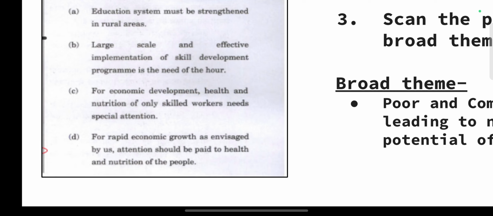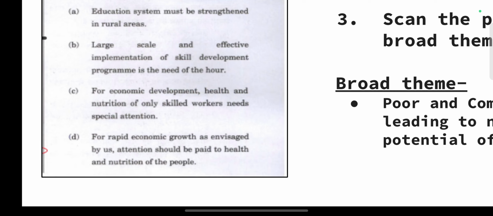Let's read the option number C. For economic development, health and nutrition of only skilled workers need special attention. Now see, economic development needs participation from all the sections of the society. India being a low skilled economy, a country which is still in the lower developing nation category, with very low per capita income and GDP and all of that, can we afford to keep our economic development plans only on the shoulders of developed skilled workers? Obviously not. We will have to seek participation from all the sections of the society.